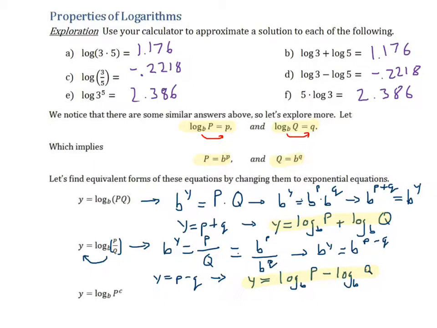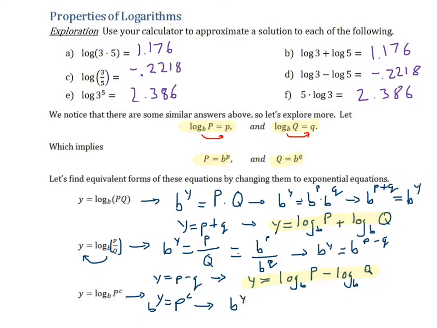All right, and last one, what happens when we have an exponent like here, 3 to the 5th, P to the c. Let's generalize this and see what we end up with. So in exponential form, we have b to the y equals P to the c. But capital P, right here, is b to the little p. I know I get a little tricky with the capitals and the lowercase, but hang in there.